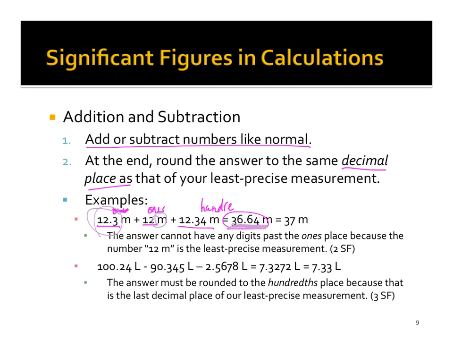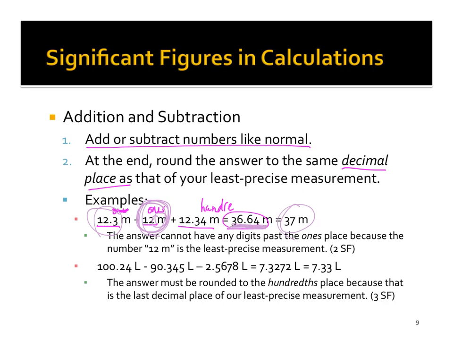So we take our answer to the one that we are the most certain about. So the least precise one we have is this one here. It's only precise to the ones place. It doesn't have any decimals. So we need to take our answer to the ones place. And that's why we go with 37.